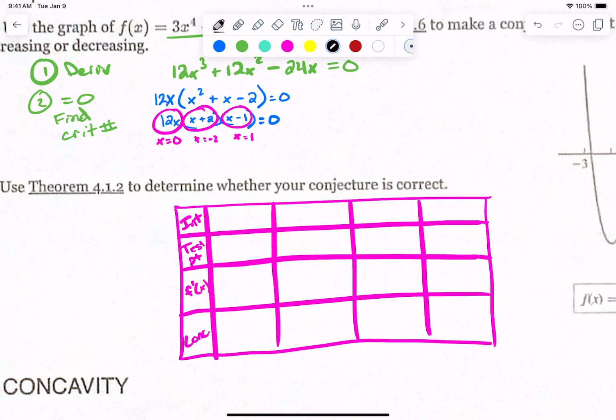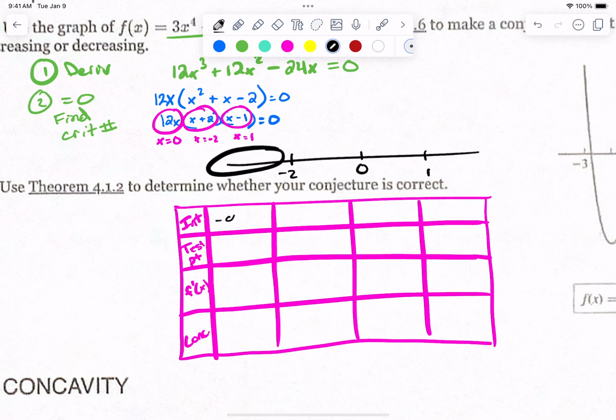Alright, if I slap my critical numbers onto a number line, I have -2, I have 0, and I have 1. Alright, so let's do our test intervals. Let's write our intervals down. This interval is negative infinity to -2. The next one is going from what to what? -2 to 0, then 0 to 1, and 1 to infinity. Perfect. Let's pick some test points.